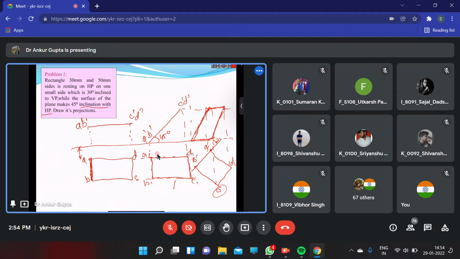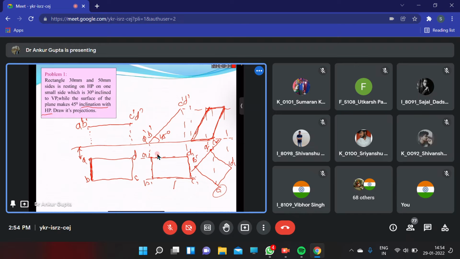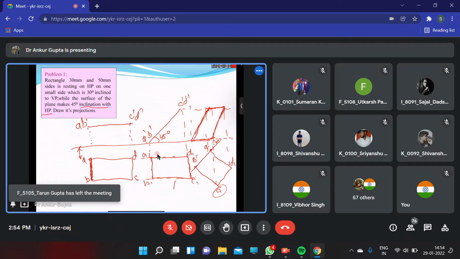ठीक है. कुछ समझ आया? Sir, can you repeat the last step? Which one? 30 degree one? Yes, sir. Sir, we can take 30 degree on another side also. Other side as well, obviously. पहले क्या बोला था? Is resting on HP on one small side which is 30 degree inclined to VP while the surface of the plane makes 45 degree inclination with HP.